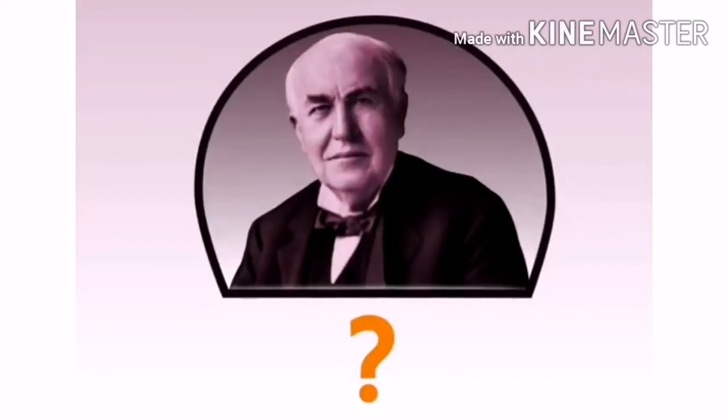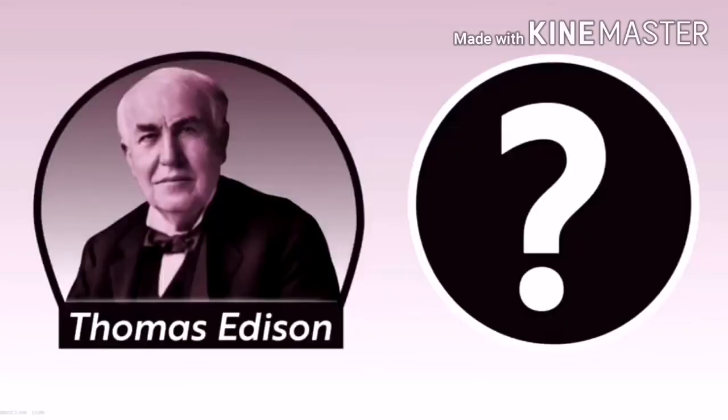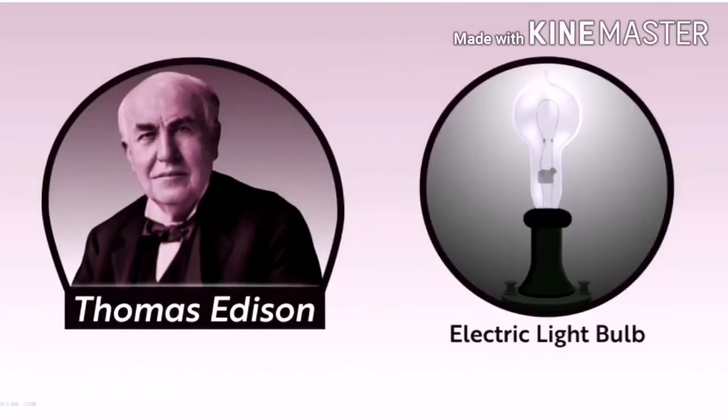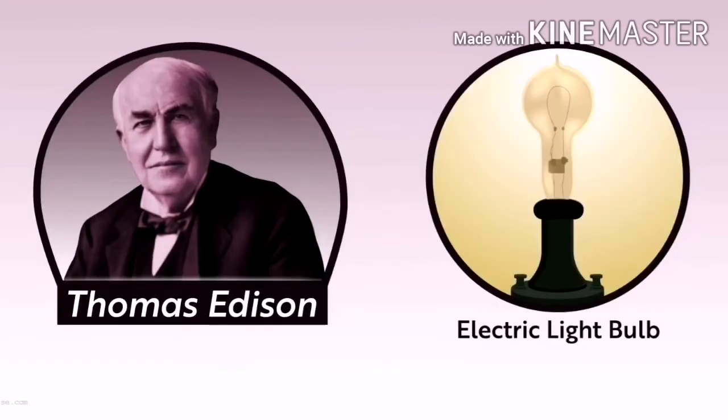Students, do you recognize the person you see on your screen? Exactly, he is the great Thomas Edison. Do you know what he is known for? Think, students. In 1879, he invented the first practical long-lasting electric light bulb. And since then our homes are bright even after sunset.